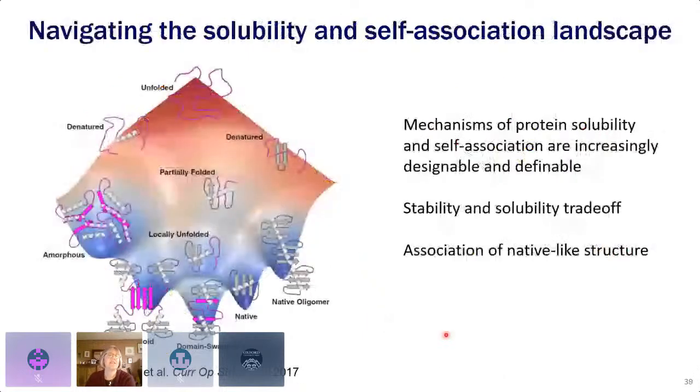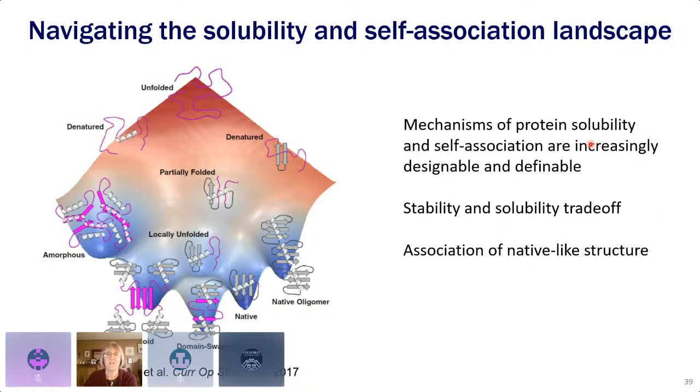And so I think that by focusing on these details and by developing this amide exchange method, it took a lot of work actually to get that method to really be robust, and it is now in our hands. I think we're starting to be able to understand this very complicated solubility and self-association landscape.